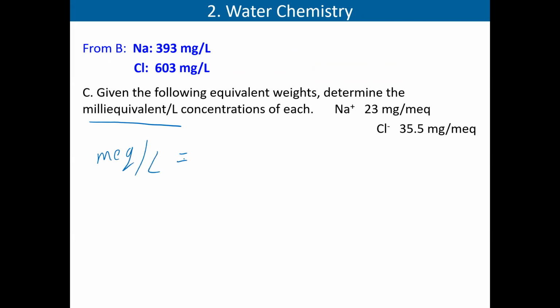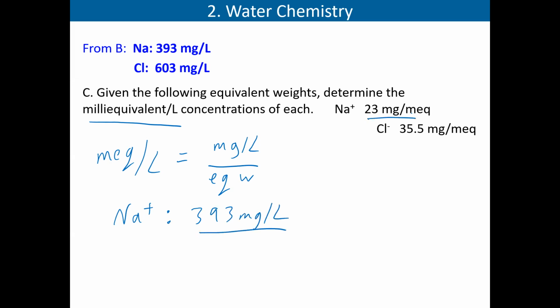In order to do that, we take the milligrams per liter and we divide it by the equivalent weight. Okay, so sodium, do that one first. The concentration is 393 milligrams per liter divided by the equivalent weight, which is 23 milligrams per milliequivalent. Sorry for the messy handwriting, folks. So 393 divided by 23 is basically 17 milliequivalents per liter.